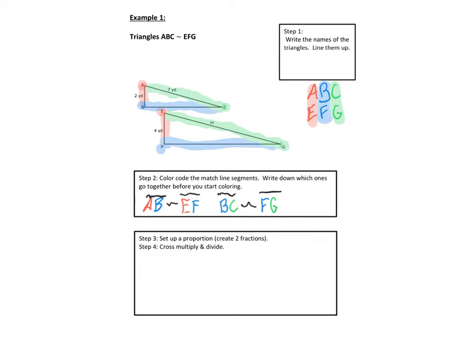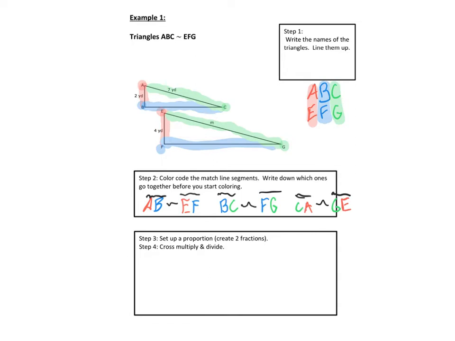And now we have our last one, C, A, line segment, similar to G, E. Wrong color. There we go. It's a line segment, so we put the line over it.